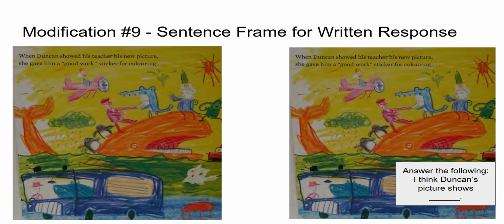Modification number 9 is a sentence frame for writing a written response. So giving them a prompt like, I think Duncan's picture shows blank, and then letting them fill that out. And then the final page, no edits for that one. It's simple and it's just the end of a sentence.